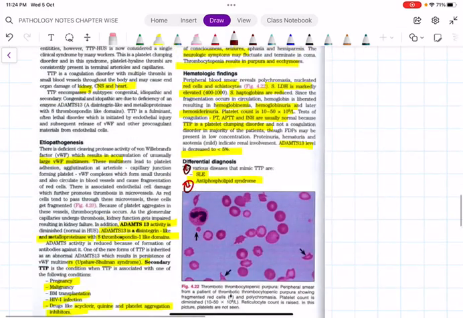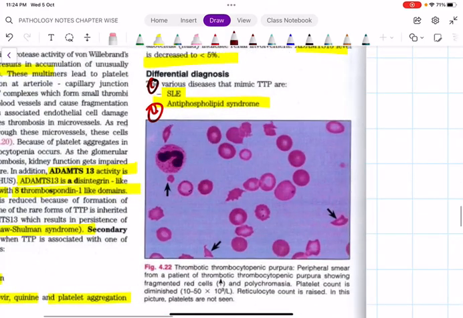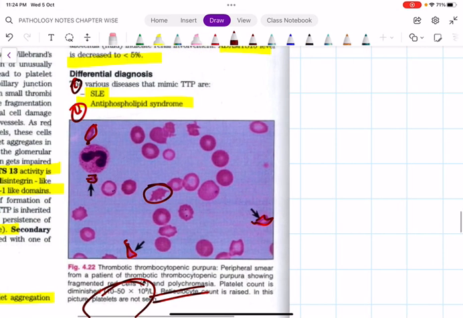In this video, we can see the smear of thrombotic thrombocytopenic purpura. We can see the fragmented cells, helmet-shaped cells. Helmet-shaped cells you can see here, and polychromasia. The reticulocyte count is raised. You see the platelets are not seen. How will you see platelets? Platelets will be seen as these bluish dots. This is how you will see platelets in a peripheral smear. They are completely absent because it is thrombocytopenia.